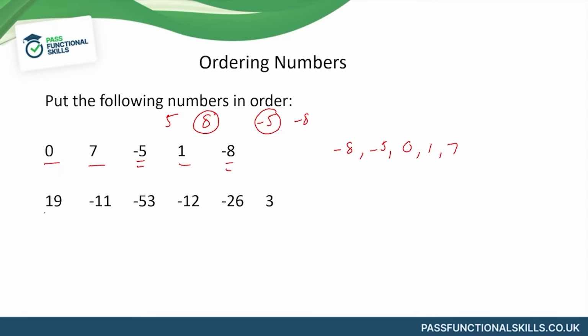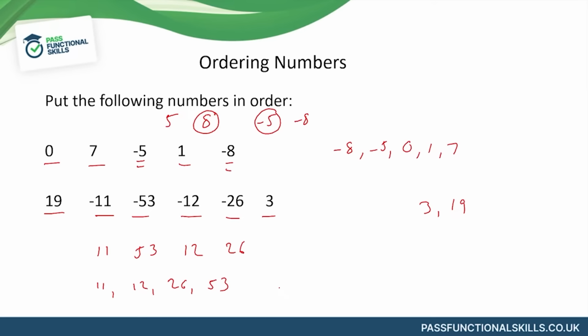Okay, with this set of numbers, we've got two positive numbers, so 3 and 19. 3 is smaller than 19. Now, with the remaining four negative numbers, let's just order them as if they were positive numbers. So let's go 11, 12, 26, 53.